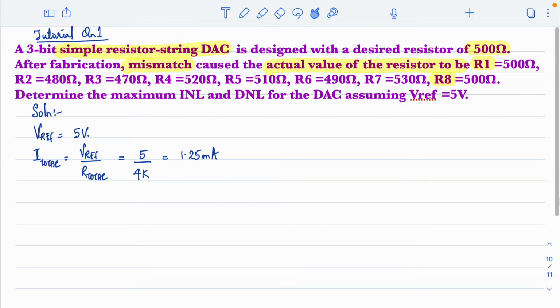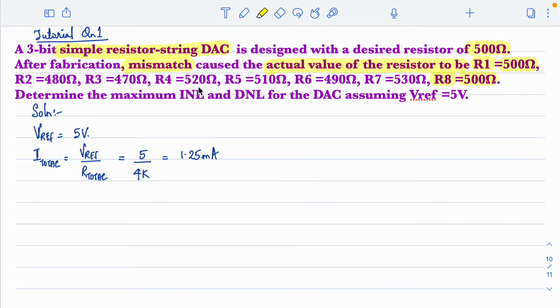Now, the resistor values are given. So we have to find the output voltage, and based on that we have to find the DNL and INL. The INL and DNL calculation also need to be done. We can clearly see that the resistors R1 to R8 are deviating from 500. If you look at this, R1 is 500, R8 is 500, and for the rest of the values there is a deviation, right? So there is mismatch.